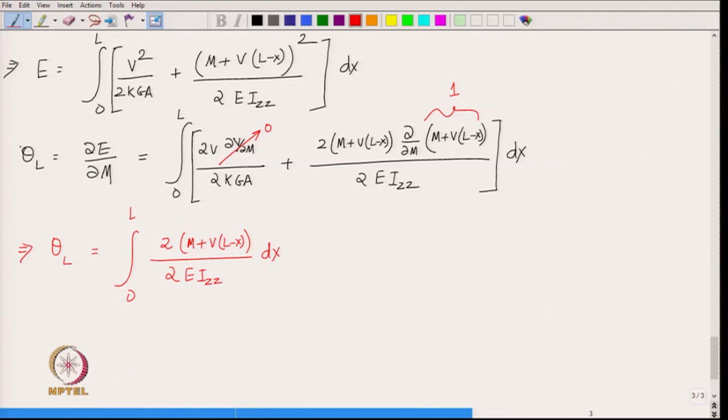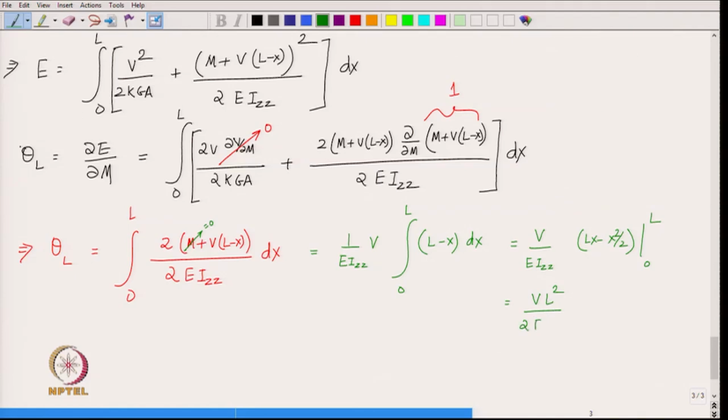And then we set m equal to 0 finally, correct. It finally becomes 1 over E I_zz into the shear force V and then integration from 0 to L of (L minus x) dx. So, this is equal to V by E I_zz, and when you integrate this you get Lx minus x squared by 2, then apply the limit from 0 to L, and this simply gives me V L squared by 2 E I_zz. Okay, so, that is how we obtain theta at the tip using energy methods.